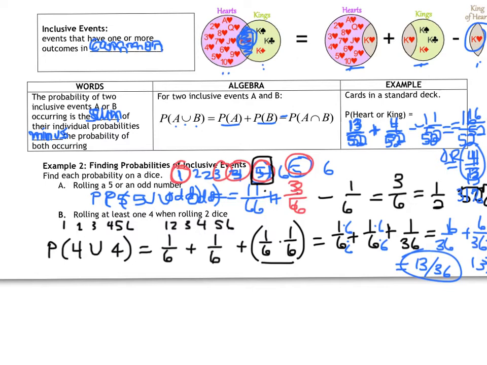See the blue circle and the red circle? Only one doubled up, so we subtract 1/6. So our final answer is 1 plus 3 is 4, minus 1 is 3/6, or 1/2, or 50%.